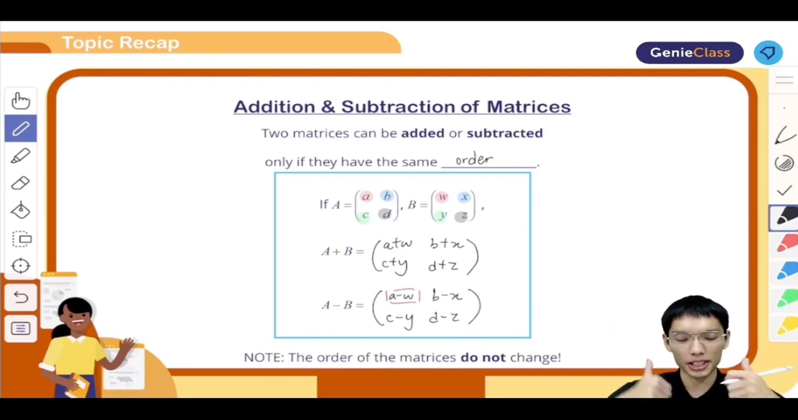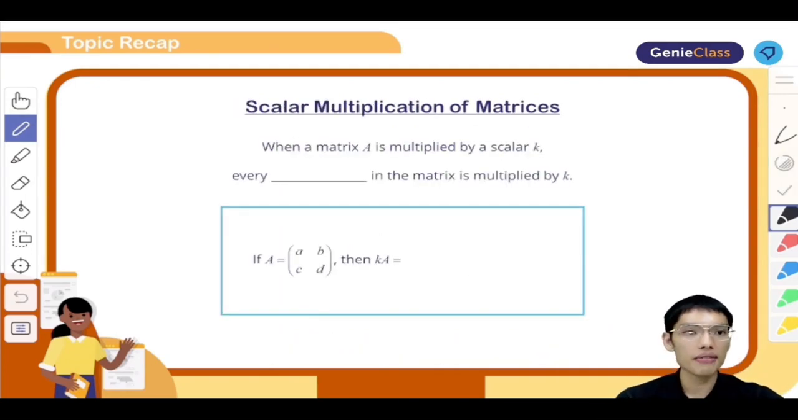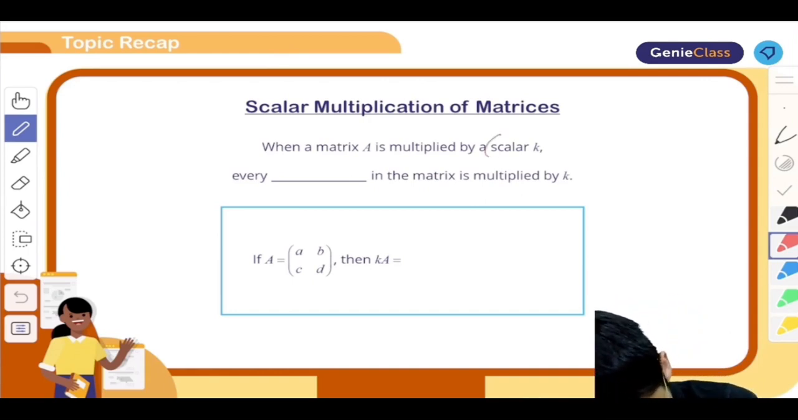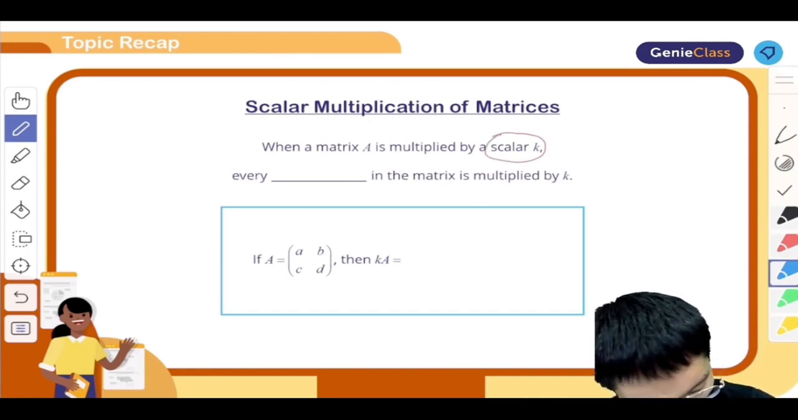Perfect. Awesome job. Now, last one over here, let's have a last recap. Scalar multiplication. When we do scalar multiplication, it's much more straightforward, but please do not get confused with the matrix multiplication we are doing today. Scalar multiplication over here, when we talk about this, it's just a particular number.